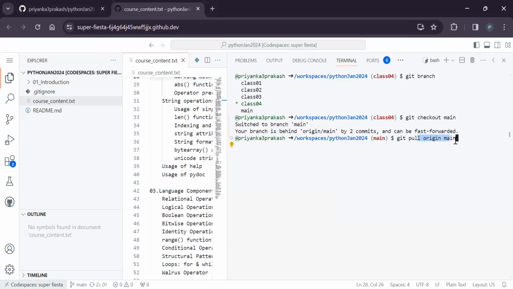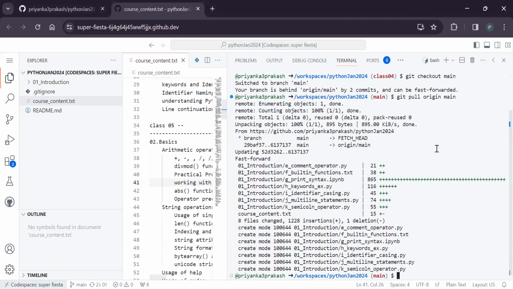That's why every time we do origin, then the branch, right? So we need to pull from our main branch. Yesterday I merged to the main branch, so those changes I didn't pull locally. Now I pulled it, so I got everything. Now going further.